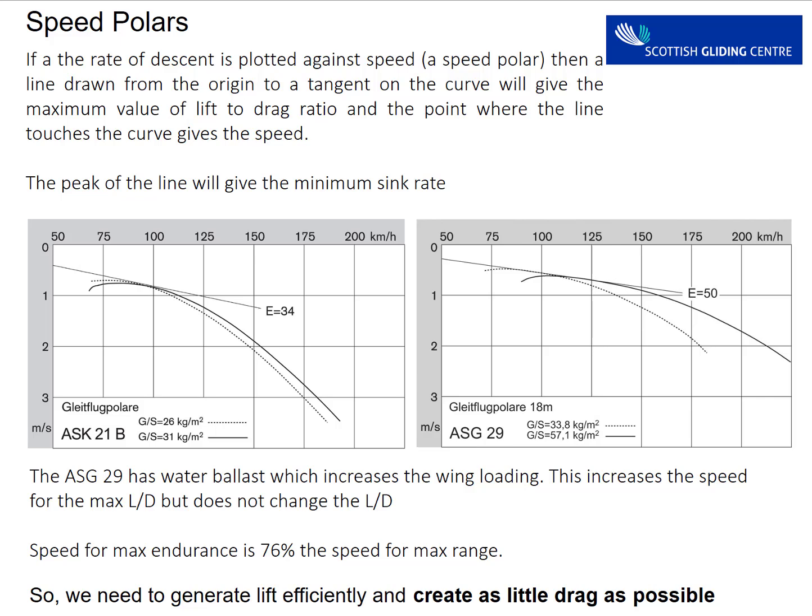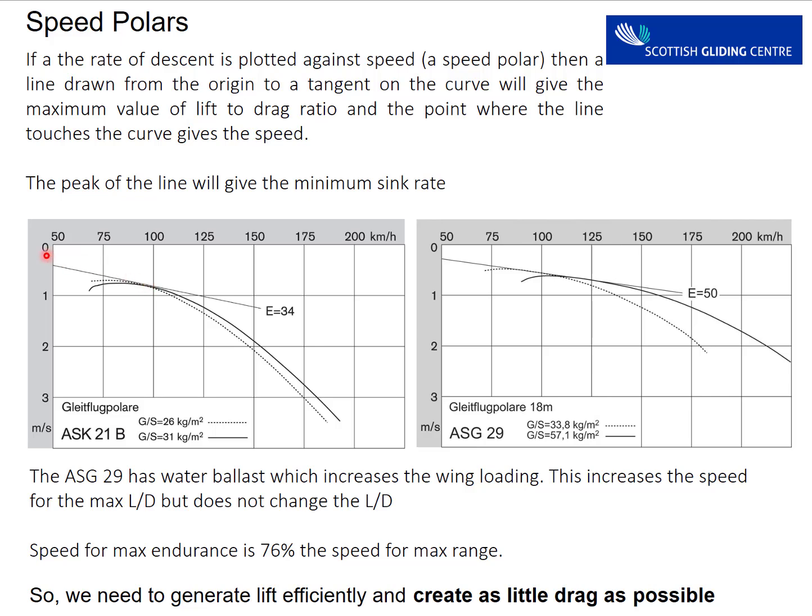I could also, off of these curves, get the lift to drag ratio. And the way we get the lift to drag ratio and the speed to fly for the lift to drag ratio is to plot a line from the origin, 0 speed, 0 sink, to a tangent on the surface of the curve of the speed polar. And if I draw that tangent, the slope of the line gives me the lift to drag ratio.